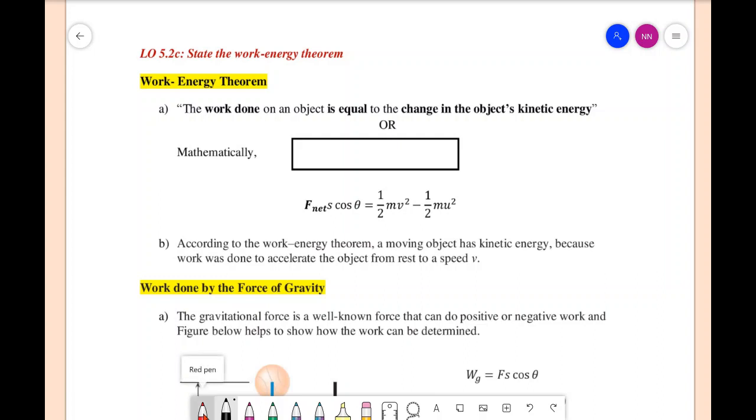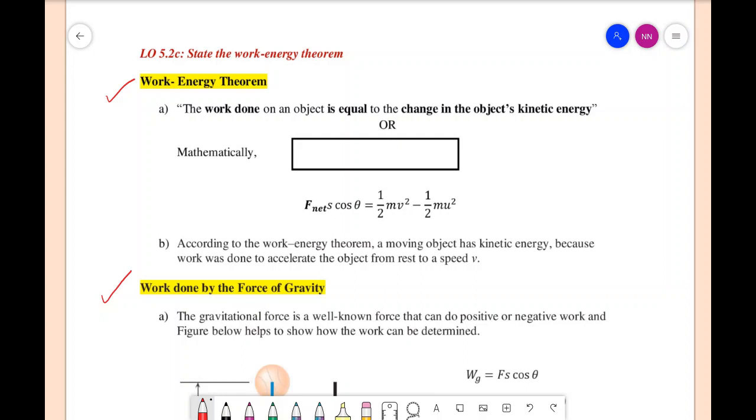Learning outcome 5.2c, state the work energy theorem. Okay, so we have two work energy theorems. First is the work kinetic energy theorem. And the second one is the work potential energy theorem, or work done by the force of gravity.